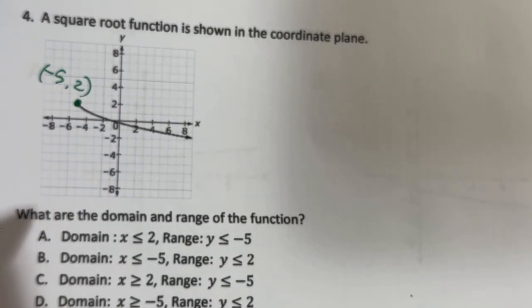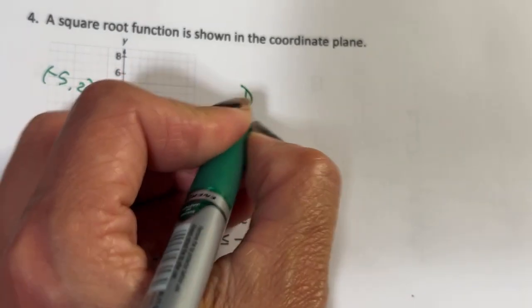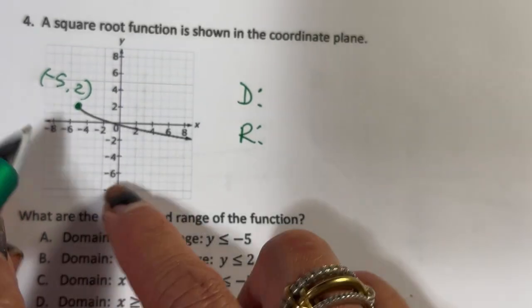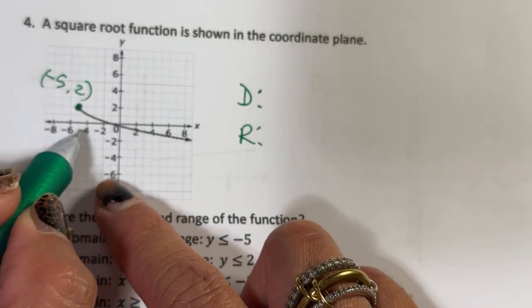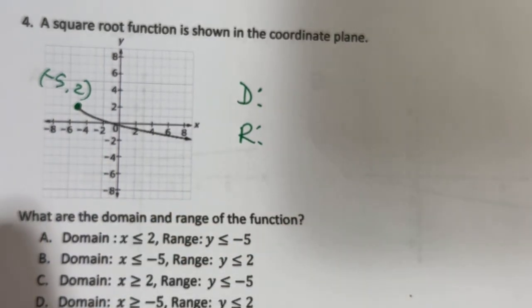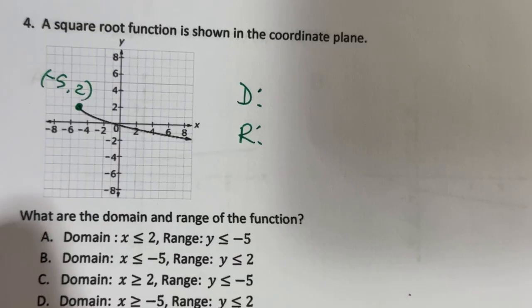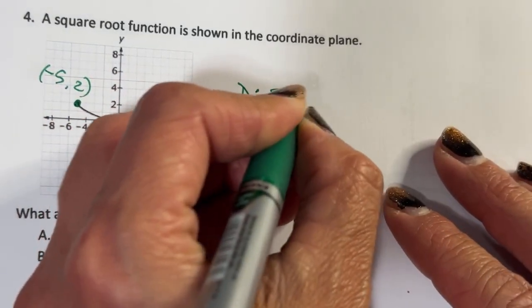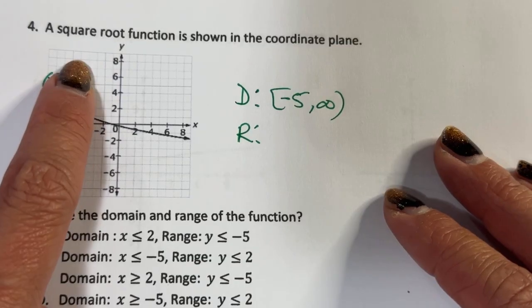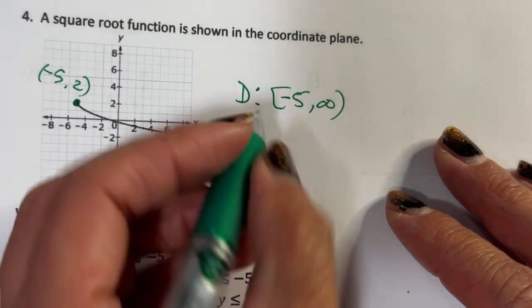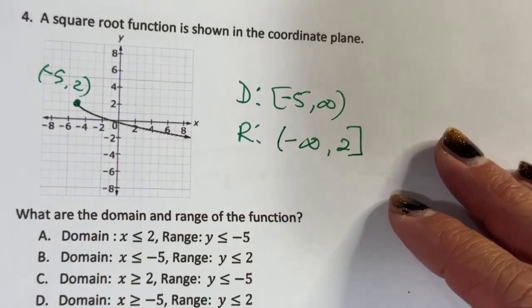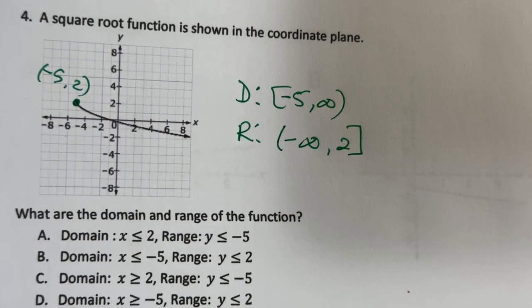So when we take a look at this for the domain, let's just go ahead and list it. We'll use interval notation because that's what we're used to. And so let's see, the x value that's being used here is a -5. It's never going below -5. So that means I'm using -5 to infinity. The y value being used here is a 2. It never goes above the 2. It's only 2 and below. So that would be -infinity to 2, because you always have to go smallest to biggest from left to right.